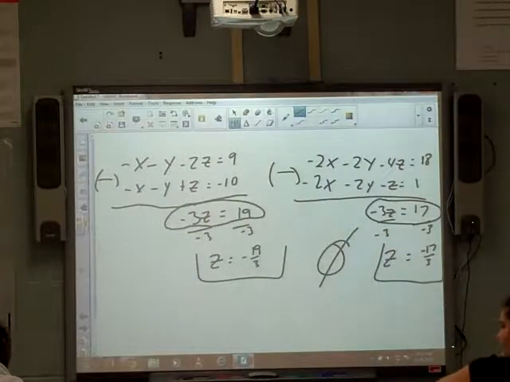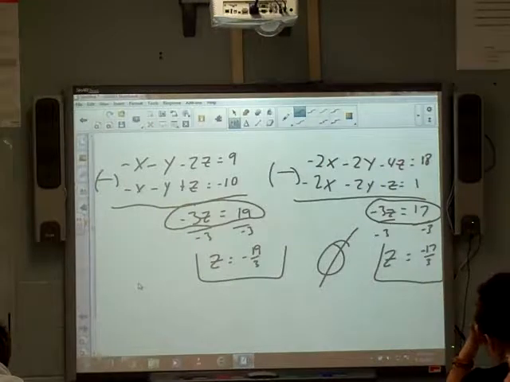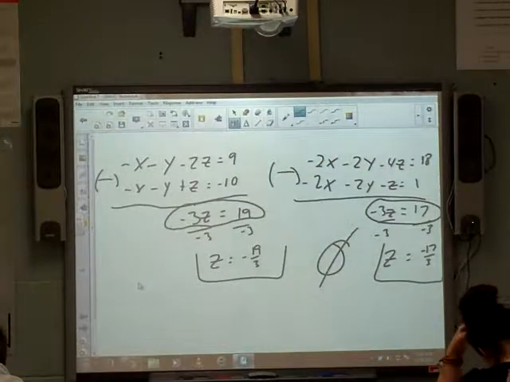Alright, 8, 9, 10. Now, after you had those 4 long ones, 8, 9, 10 are short and sweet. So let's look at 8, 9, 10. They tell you to match the transformation with the graph, and then write the rule.